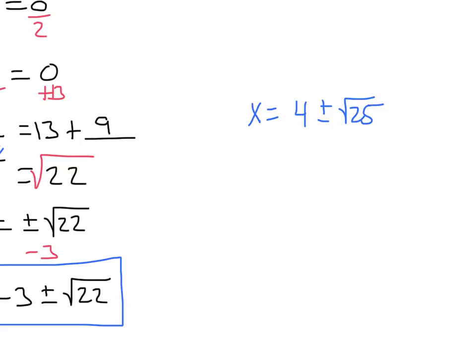You can't leave it like this. What's the square root of 25? 5. So we have 4 plus and minus 5. Do you think I can leave it like that? No, because I can actually take 4 plus 5. I can actually take 4 minus 5. And so I would literally need to say x equals 4 plus 5, x equals 4 minus 5, and get my two answers.